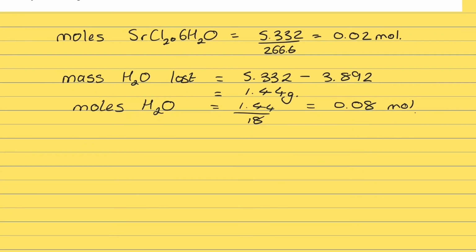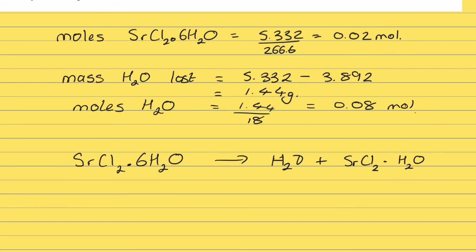So if I know how many moles of SrCl2.6H2O I had at the beginning, and I know how many moles of water I had produced, then it's safe to say that I can work out whatever this is here, okay? Because this is x, and this is going to be 6 minus x moles of water in this formula. So 1 mole of this makes x moles of this. So I had 0.02 moles of this, and it made 0.08 moles of this.